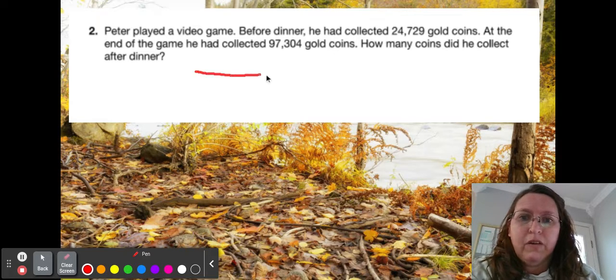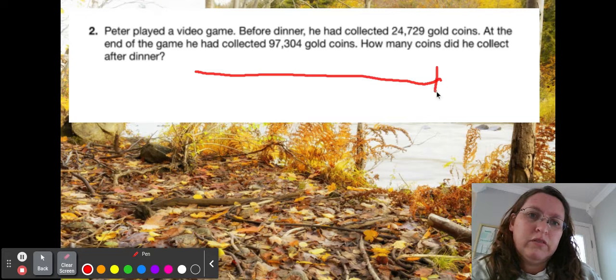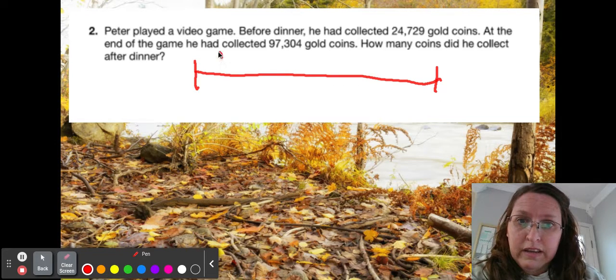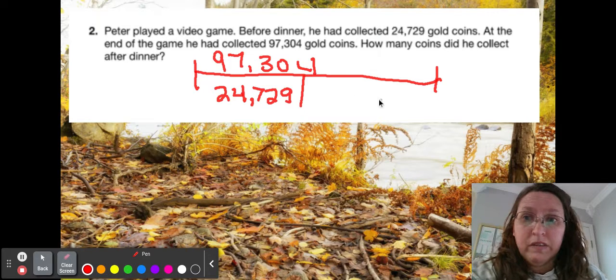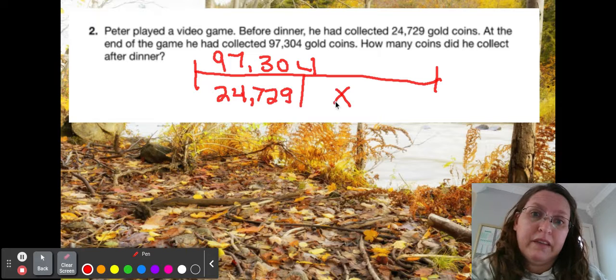So this one right here, I'm like, okay, what is the total? The total is he had 97,304 coins. He collected 24,729 before dinner, and the rest were after dinner. So I'm going to put X.